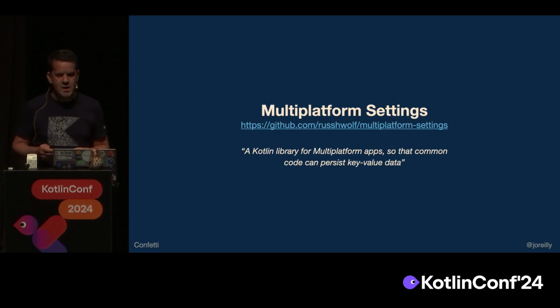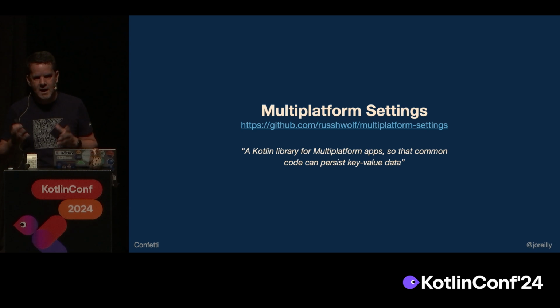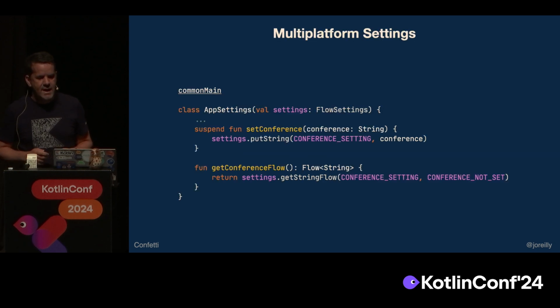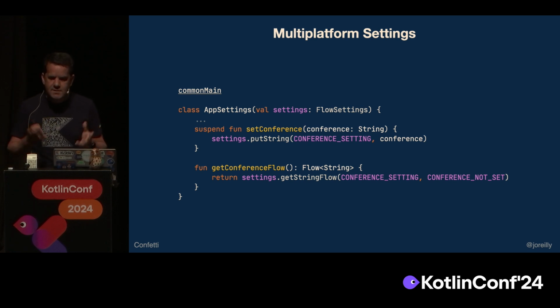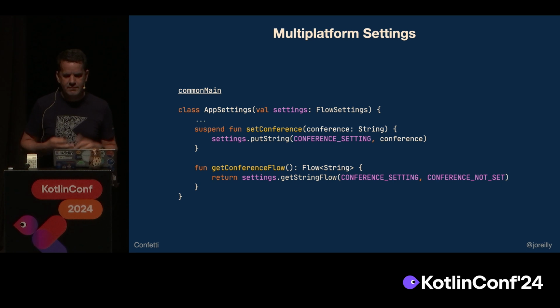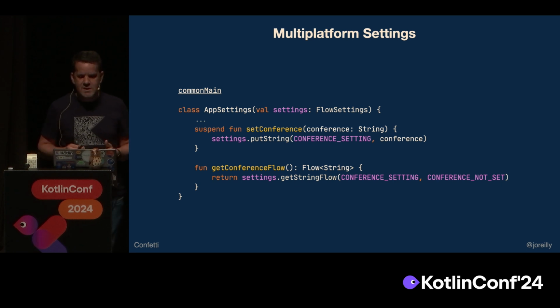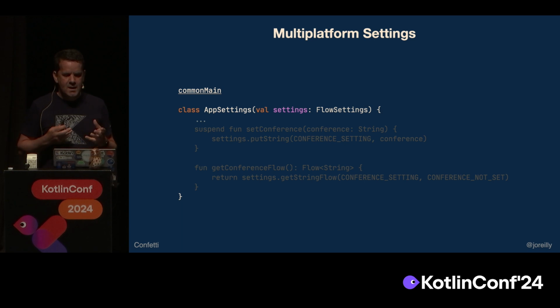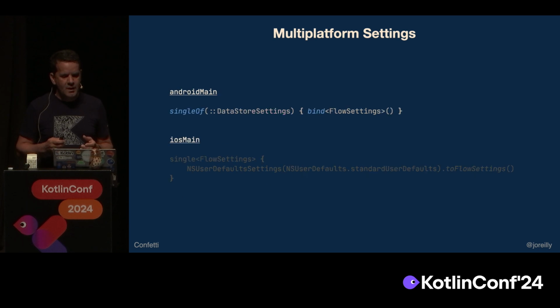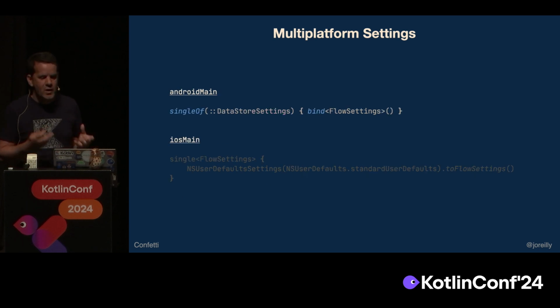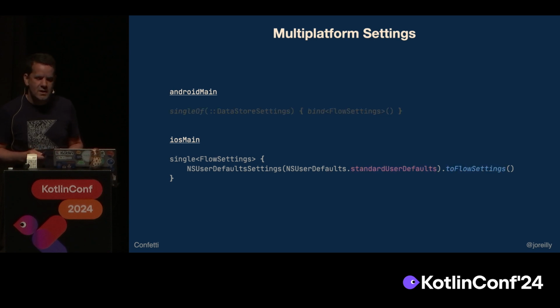Next up is the Multiplatform Settings library, designed to allow persisting key value data in KMP projects. This is an excerpt from the Confetti project, where we're storing the name of the conference a user selected. If that value is set, then we bypass the conference list screen the next time the app is launched. And we're also observing that setting as a Kotlin flow. That flow settings type of the settings parameter is an abstraction from the Multiplatform Settings library. And again, we use platform-specific code to create the appropriate implementation of that. These are parts of the Koin platform-specific definitions for Android and iOS, for example, using DataStore settings as the implementation on Android, and NSUserDefaults settings on iOS.